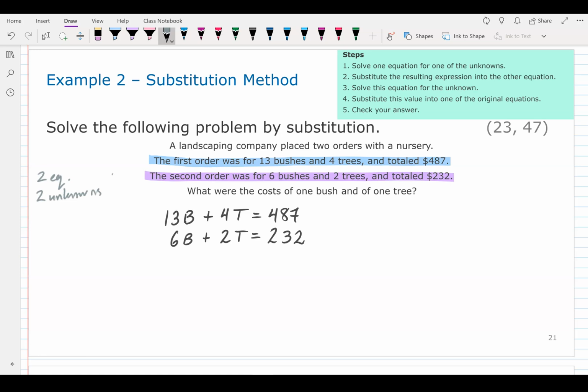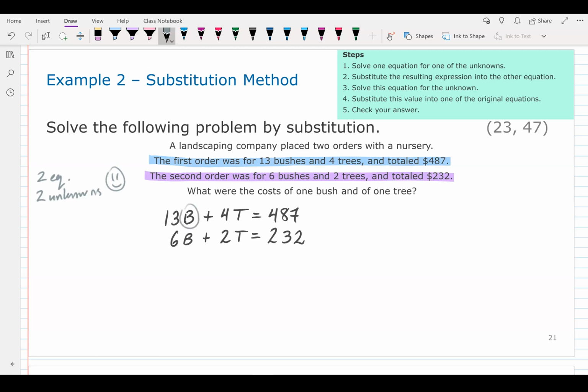So now we have, once again, 2 equations, 2 unknowns. And that's a good thing. We have the same number of equations as unknowns. That means we can solve it. Okay? So step 1 is to solve one equation for the unknown. Well, this one's a little trickier. It's not obvious which one we should choose. And in fact, any of these would work.